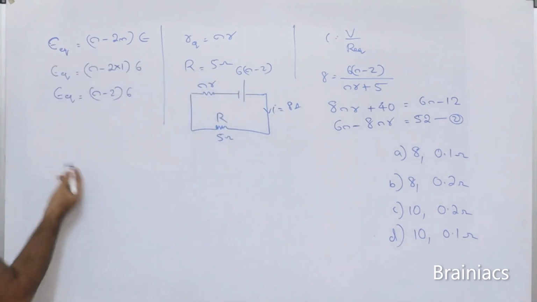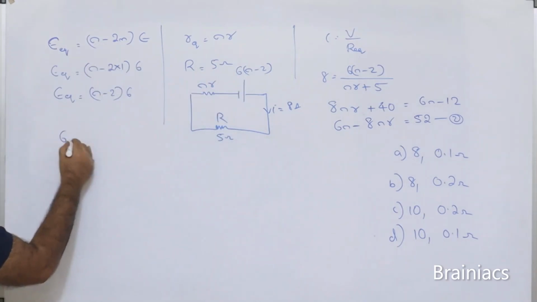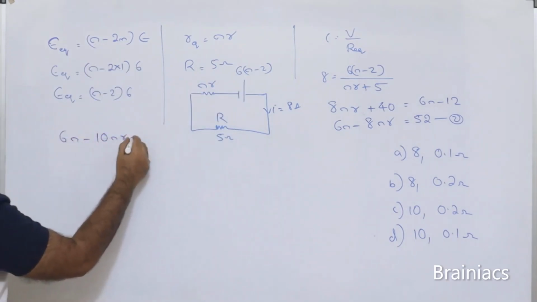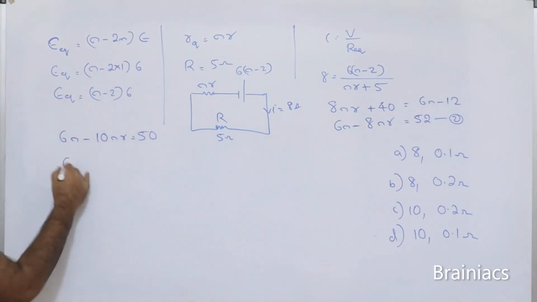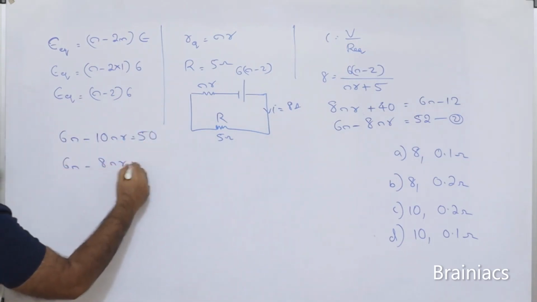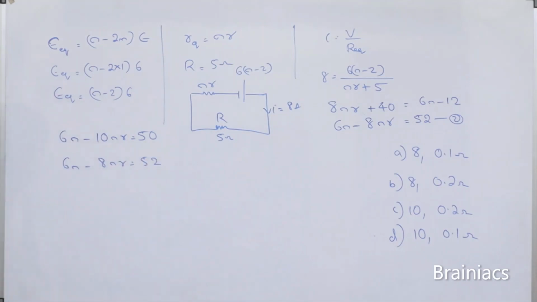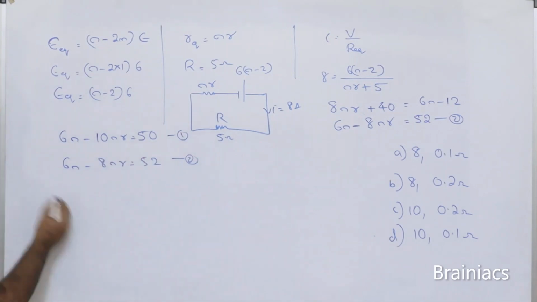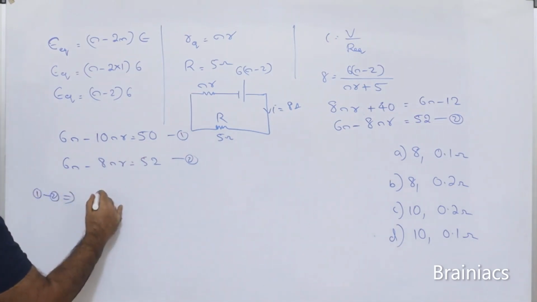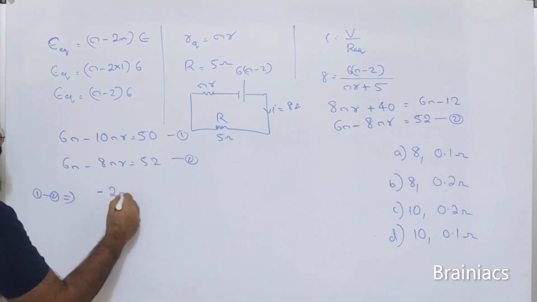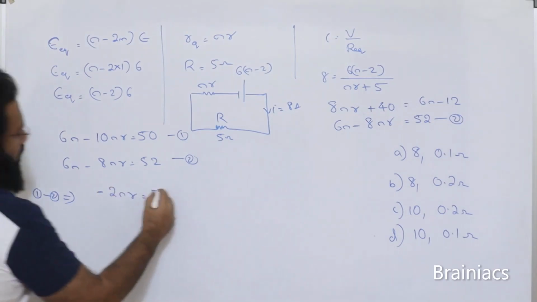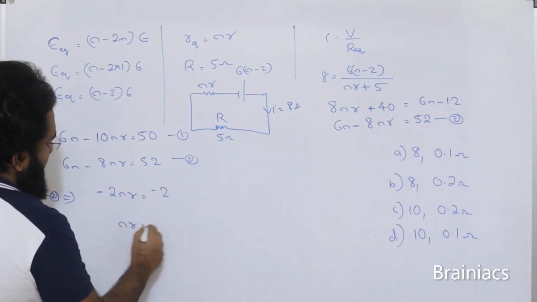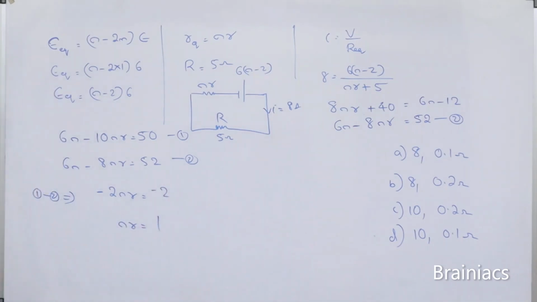Right. So 6N minus 10NR is equal to 50, one equation. 6N minus 8NR is equal to 52, another equation. Okay, so if we do 1 minus 2, we will be getting minus 2NR is equal to minus 2. So NR is equal to 1.